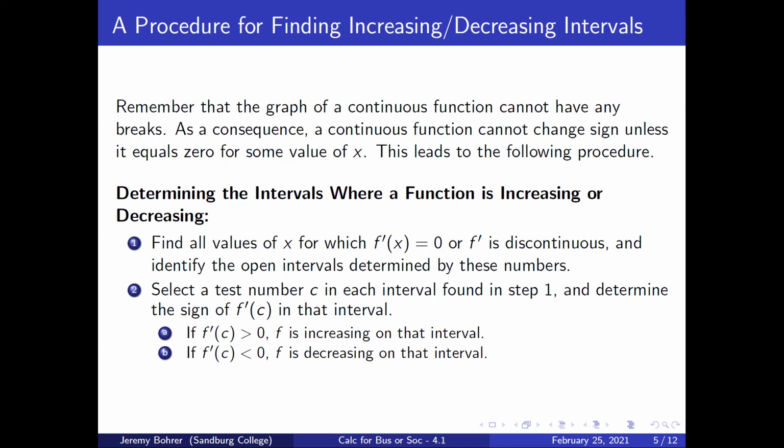Remember that the graph of a continuous function cannot have any breaks. As a consequence, a continuous function cannot change sign unless it equals 0 for some value of x. This leads to the following procedure for determining the intervals where a function is increasing or decreasing. Step 1: Find all values of x for which f prime of x equals 0 or f prime is discontinuous, and identify the open intervals determined by these numbers. Step 2: Select a test number c in each interval found in step 1 and determine the sign of f prime of c in that interval.